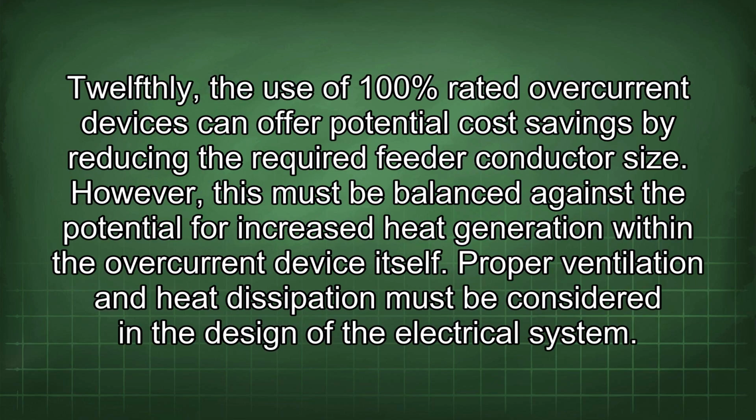12thly, the use of 100% rated overcurrent devices can offer potential cost savings by reducing the required feeder conductor size. However, this must be balanced against the potential for increased heat generation within the overcurrent device itself. Proper ventilation and heat dissipation must be considered in the design of the electrical system.